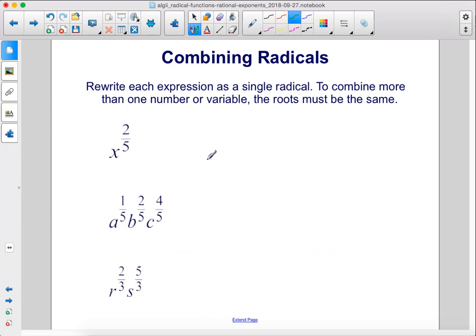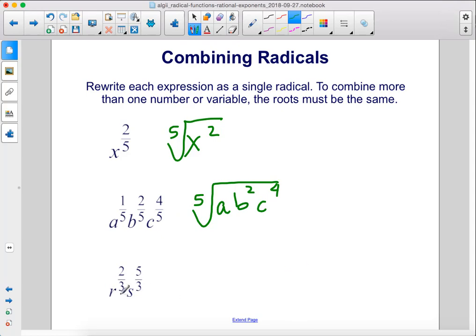Rewrite each expression as a single radical. To combine more than one number or variable, the roots must be the same. So here we have x. We can take the 5th root and then square it, like this. Here, all of these exponents have a root of 5, so we can take the 5th root, and then we have a to the 1st power, or just a, b to the 2nd power, and c to the 4th power, just like that. Here we have the 3rd root in both of these exponents, so we can take the 3rd root of r squared times s to the 5th power.